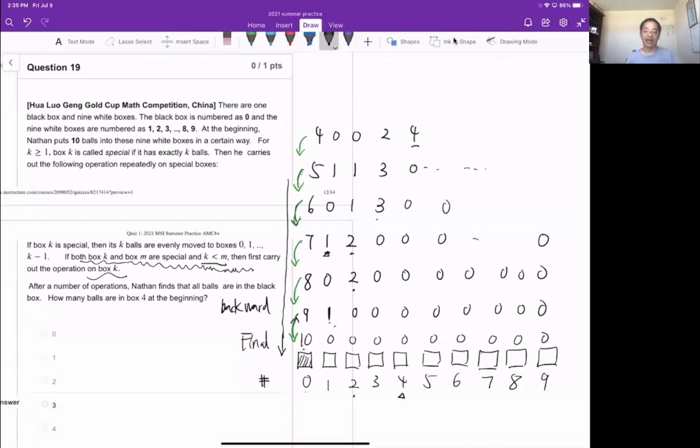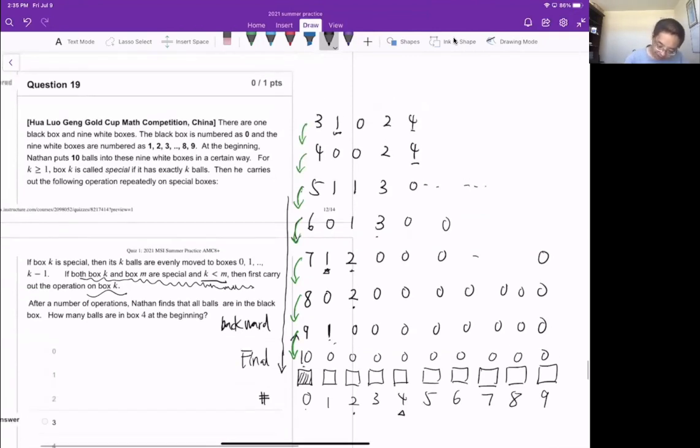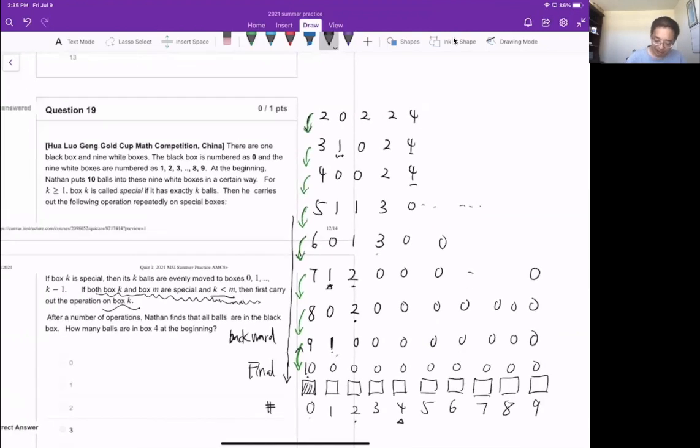Box 4 is special, so the next step is to move all 4 balls to the previous boxes, and then we have 3, 1, 0, 2, 4. Because box 1 and box 4 are both special, by the rule we should work on 1 first. Then the previous one will be 2, 0, 2, 2, 4. Again, 2 is special and 4 is special, but we work on 2 first.